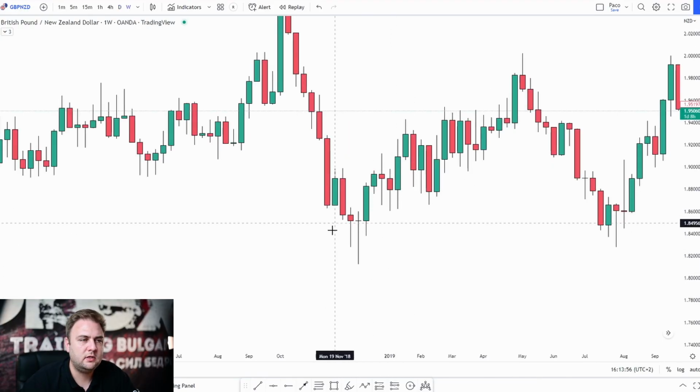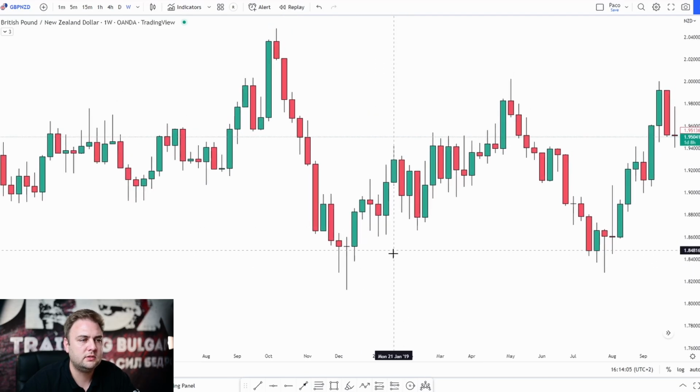And here you can see a perfect example of the dragonfly doji. This is a candle with almost no body and a large lower wick. And you can see the movement after this candle.